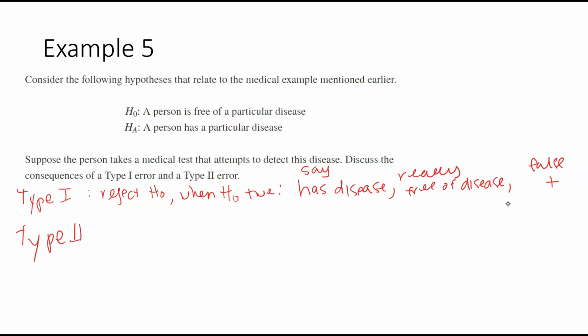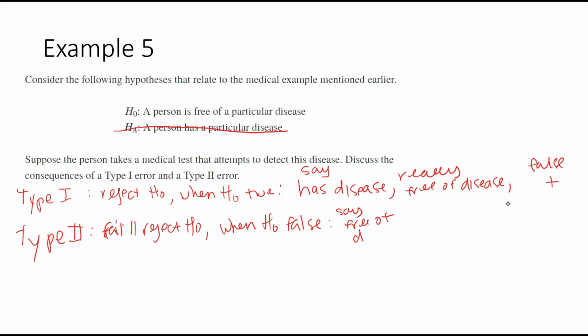Type 2 error. That's when we fail to reject the null. We say, okay, we're failing to reject it. We accept the null when it's actually false. So we fail to reject the null, which means we reject the alternative. So we say the person is free of disease, but really, we were wrong. They have the disease. That would be, okay, we say that they don't have it, negative, but it was false.